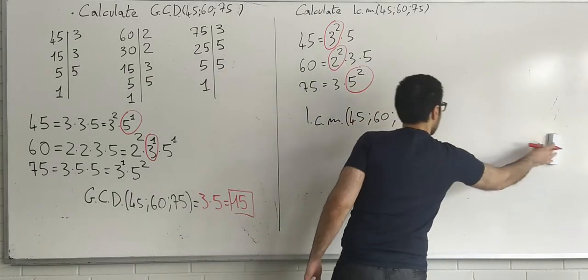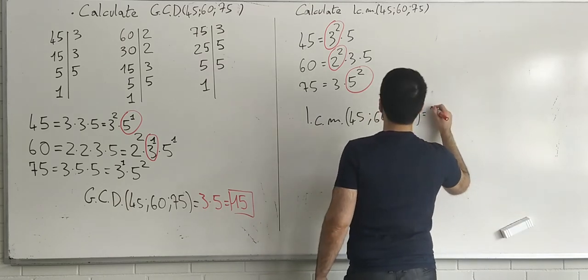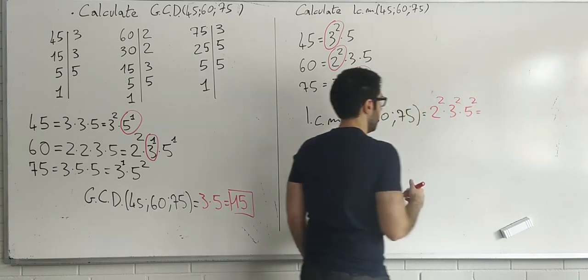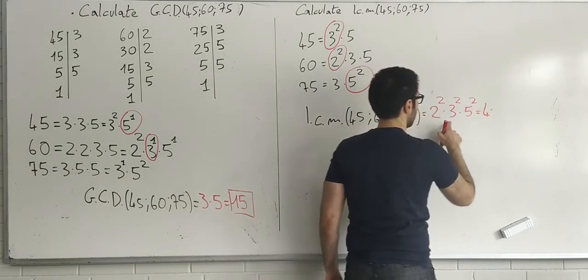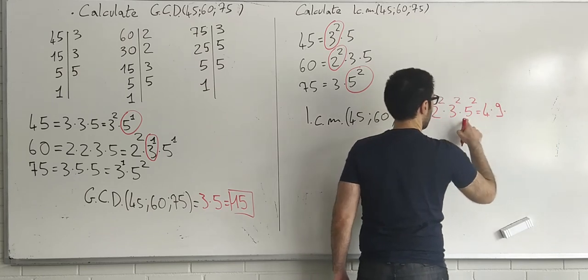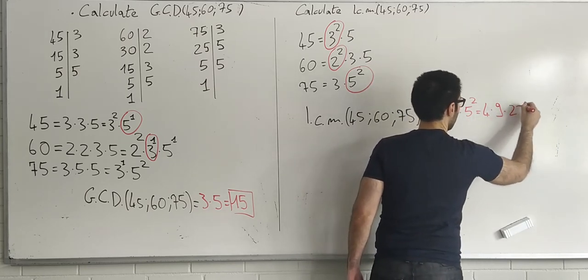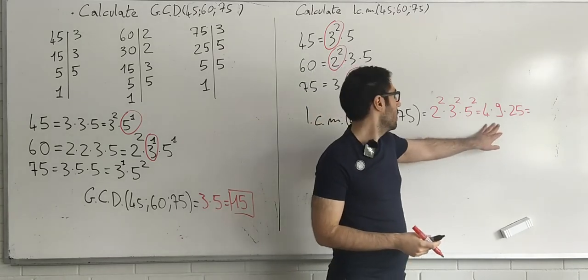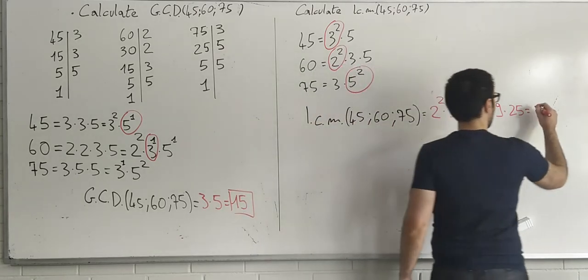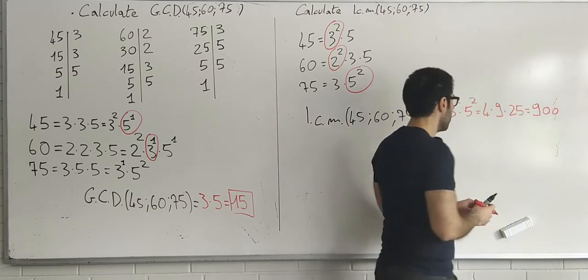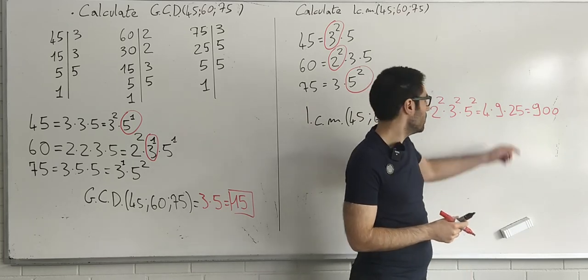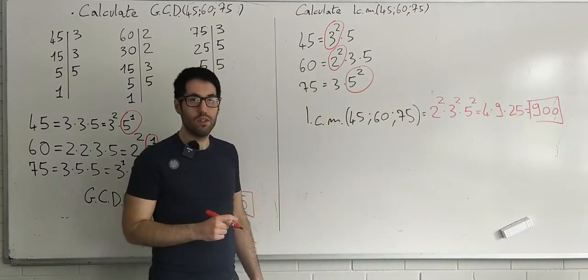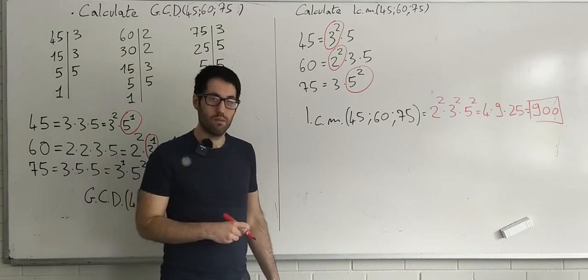Let's start from the smallest one. 2 to the power of 2 times 3 to the power of 2 times 5 to the power of 2. 2 to the power of 2 is 4 times 3 to the power of 2 is 9 times 5 to the power of 2 is 25. And this calculation is going to give us as a result 900. You can use a calculator if it troubles you. One way to see it is that 4 times 25 is 100, 100 times 9 is 900. And that's the least common multiple that these 3 numbers have. Alright, the exercise is concluded.